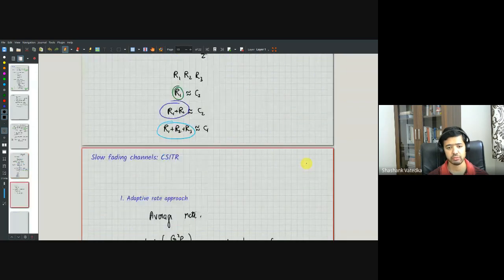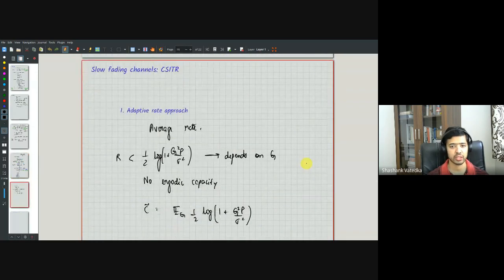Right, so if you have channel state information at both the transmitter and the receiver, then you can do something slightly better because now the transmitter knows what the channel coefficient is. Right? And if the channel coefficient is known at the transmitter, essentially you can just adapt the amount of power you're using. You can adapt the rate, right? So the simplest approach is to vary your rate depending on the channel coefficient.